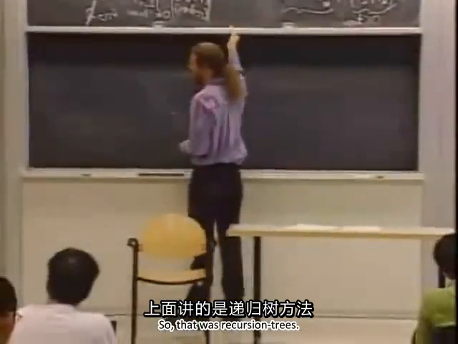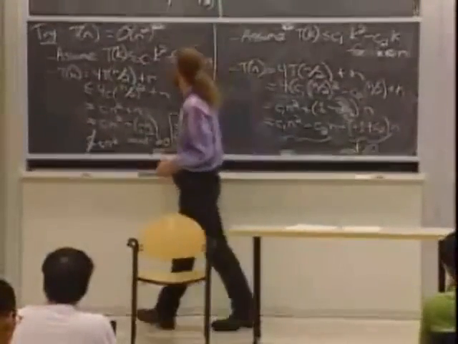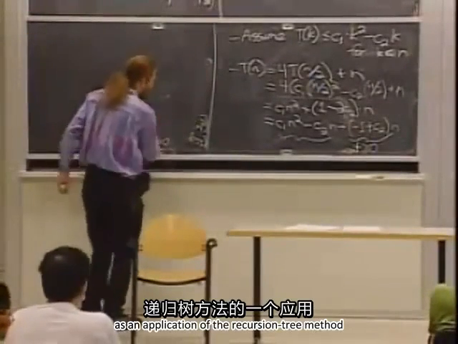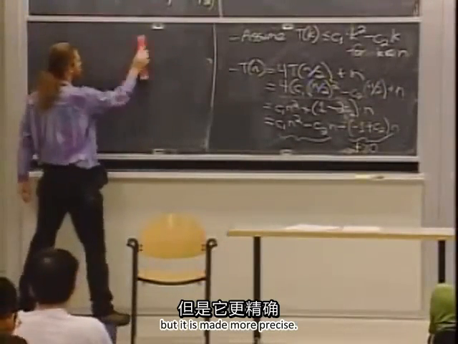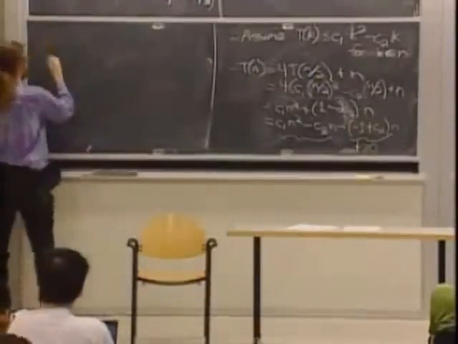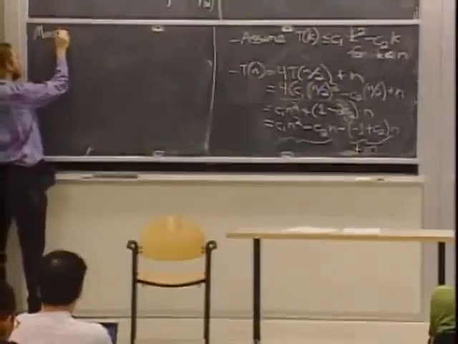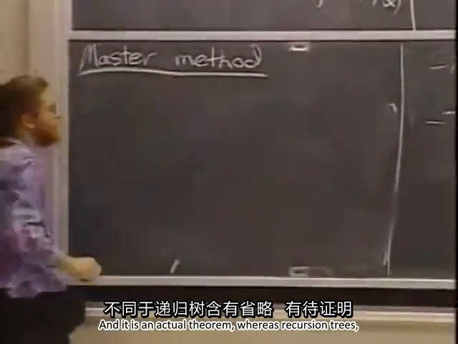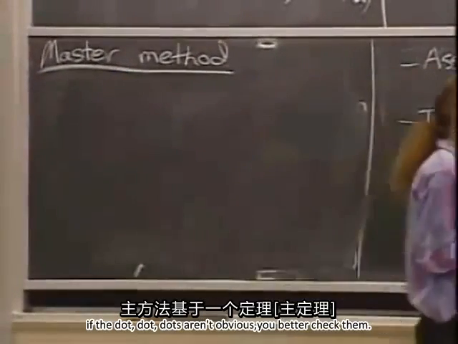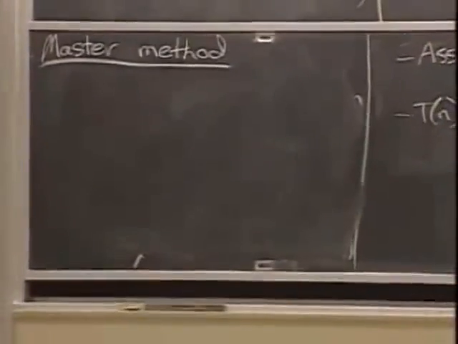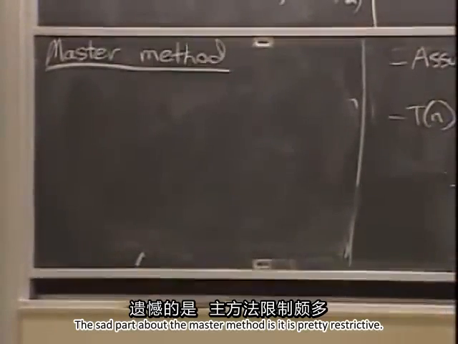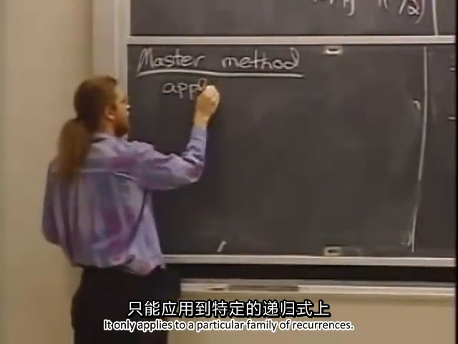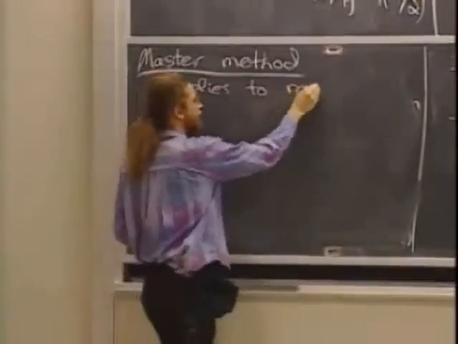So that was recursion trees. There's one more method we're going to talk about. You could essentially think of it as an application of the recursion tree method, but it's made more precise. And it's an actual theorem, whereas with recursion trees, if the dot, dot, dots aren't obvious, you better check them. The sad part about the master method is it's pretty restrictive. It only applies to a particular family of recurrences.